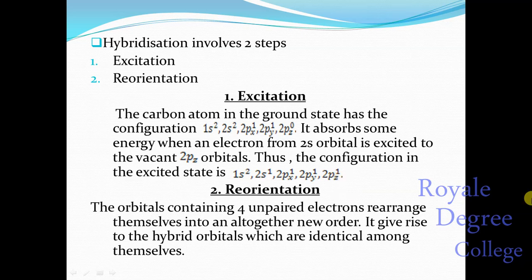Now we'll see about the second step, that is reorientation. The orbitals containing 4 unpaired electrons rearrange themselves into an altogether new order. It gives rise to the hybrid orbitals which are identical among themselves.